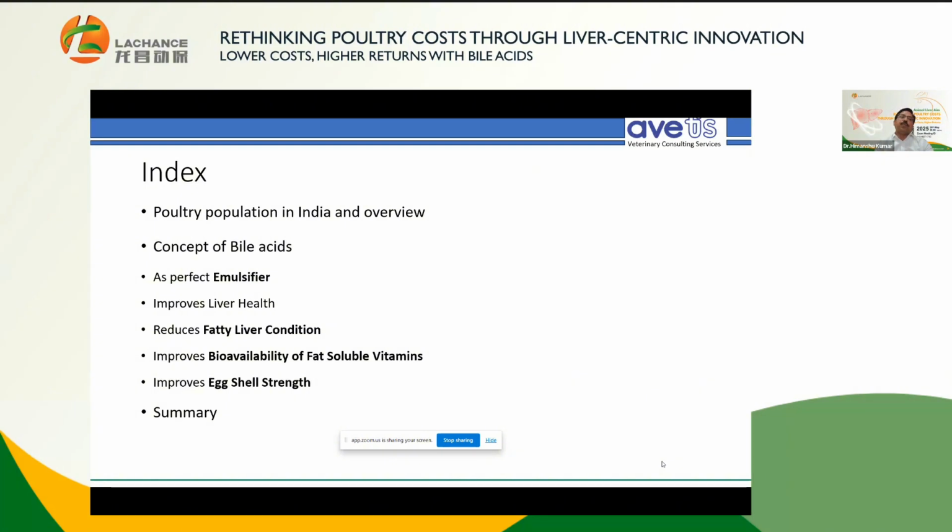Obviously, it's very important to focus on liver health, because the liver is one of the most vital organs that needs to be taken care of, as it is indicative of the bird's health. If the performance of the liver is good, then the bird is going to perform well. It reduces fatty liver condition, improves bioavailability of fat soluble vitamins, and improves eggshell strength. This would be the backdrop of my presentation.